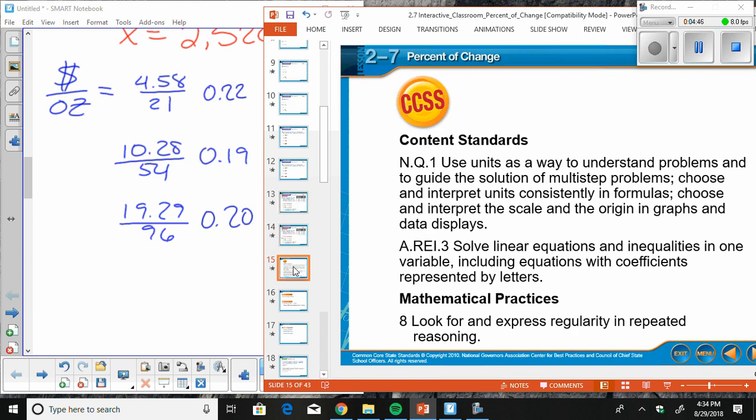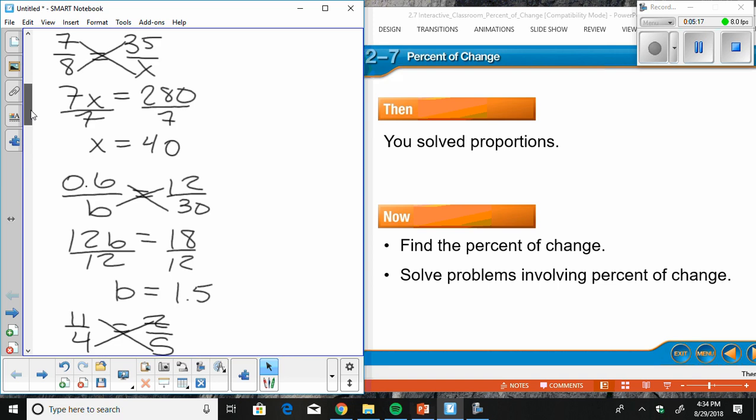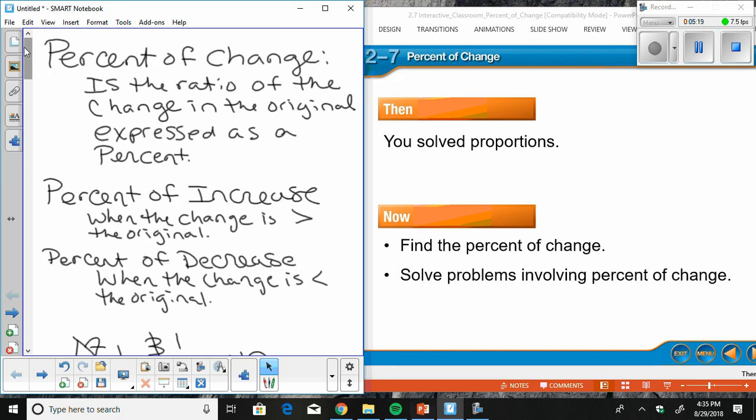So we definitely have use units as a way to understand problems, solve linear equations and inequalities, look for and express regularity in repeating reasoning. Find the percent of change, solve problems involving percent of change, develop the concept of slope as a rate of change, which you actually already developed in 7th grade, but we'll just get into it more. What we have done is we have solved proportions before, and now we are going to find the percent of change and solve problems involving percent of change.